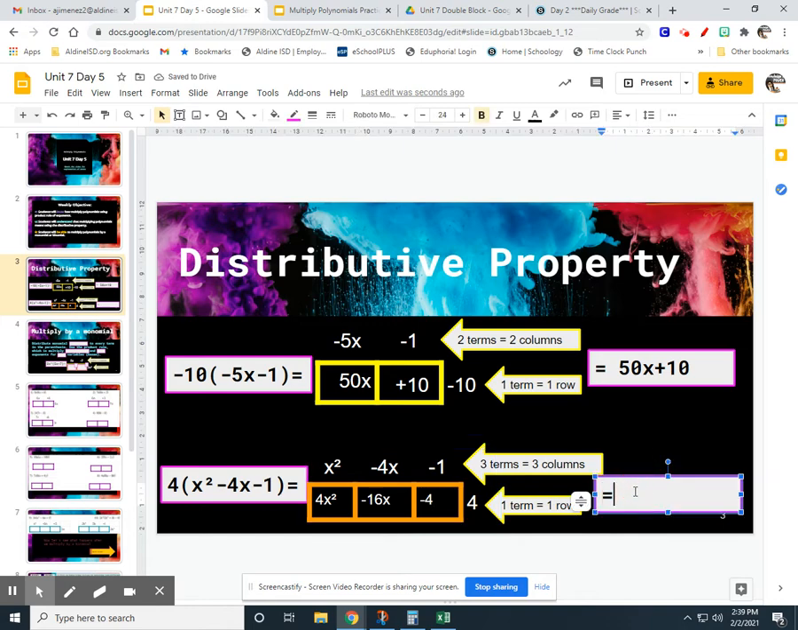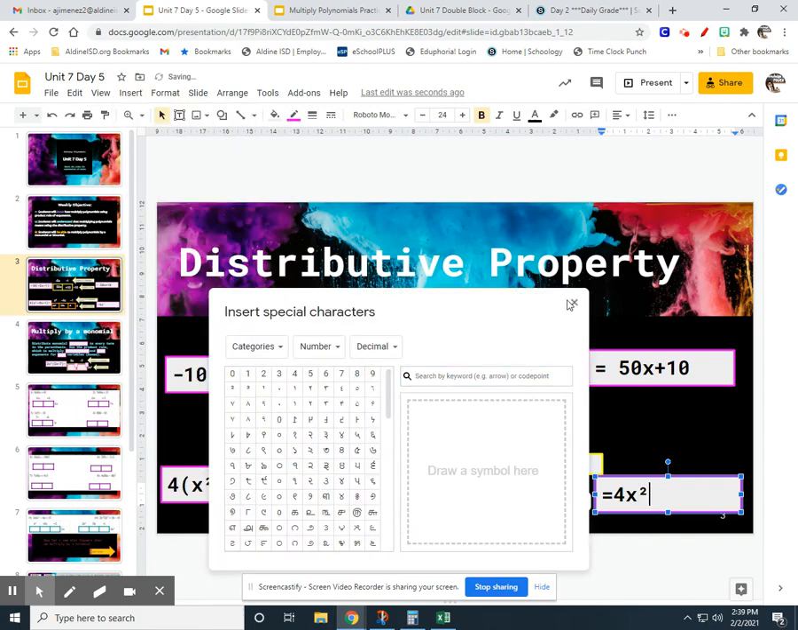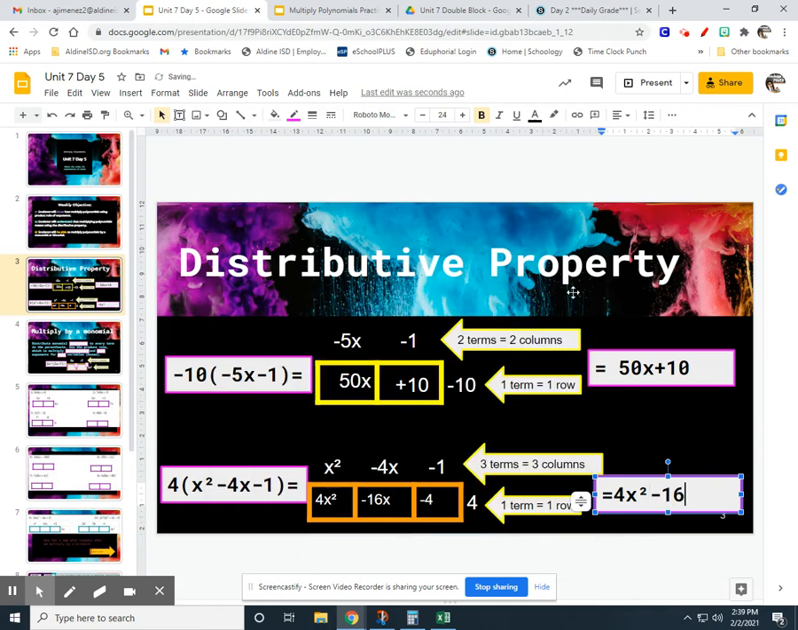Now, in my final answer, I'm going to put 4x, insert, special character, the 2 for the exponent, close the box, minus 16x minus 4. Now, how did I get this? I forgot to go over that there's 3 terms in the top one, so I have 3 columns, 1 term. Okay. The first one is going to tell you how many rows you're going to have. The second one is going to tell you how many columns you're going to have. Okay. Then inside, this is what I'm going to use to combine my like terms and get my solution, get my actual answer. Okay. My simplified expression.